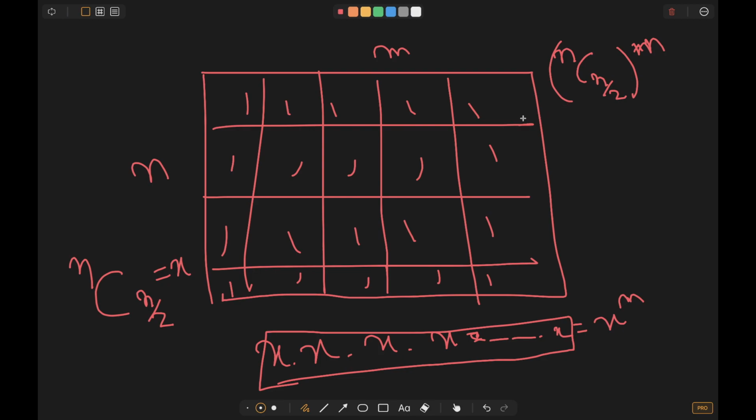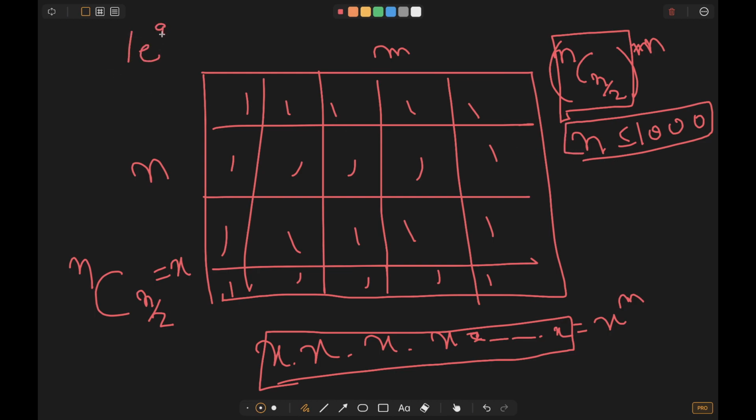Okay, before proceeding to the fourth, I want to mention one more thing. So n here is less than or equal to 1000 or something. Now if you want to calculate this n choose n by 2, this would obviously be a very big number, and that is why we have to take everything modulo 1e9 plus 7. So you have to learn a little bit of modular arithmetic. So let me clear everything.